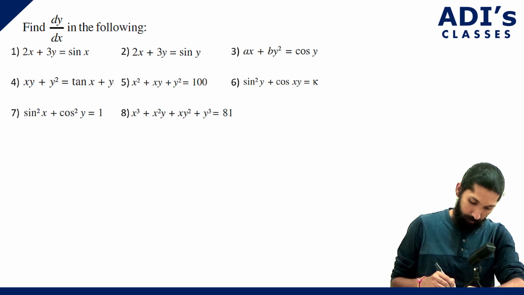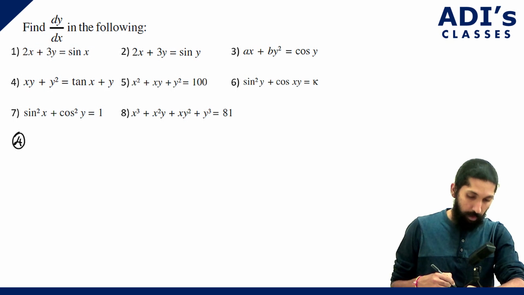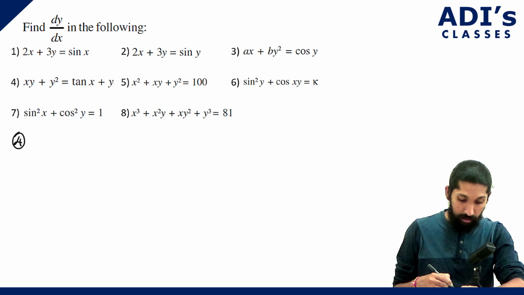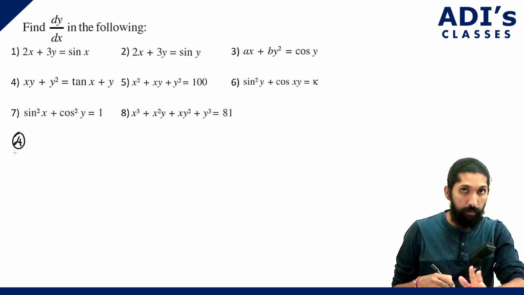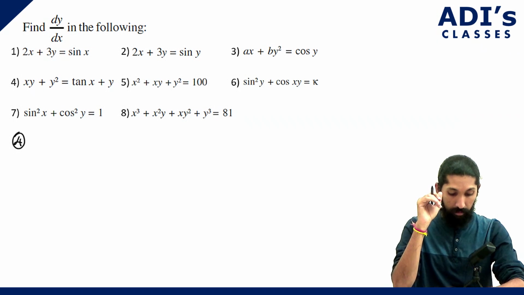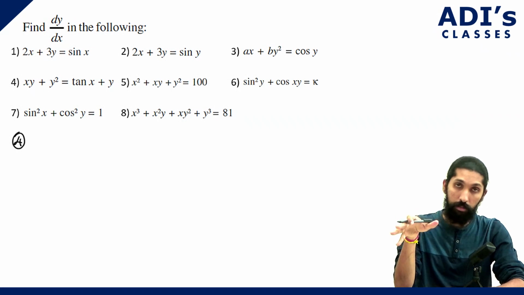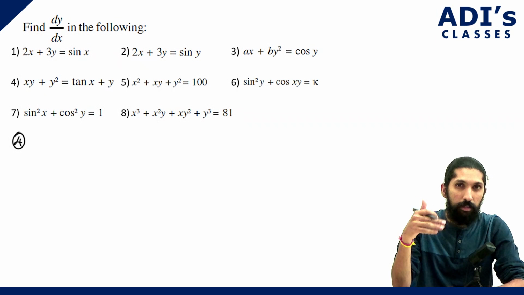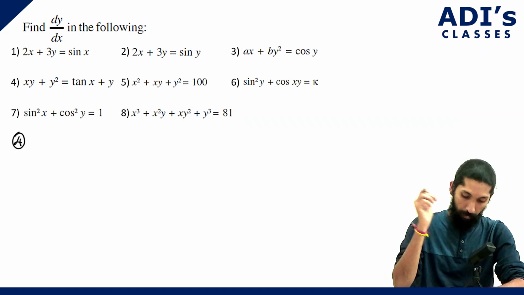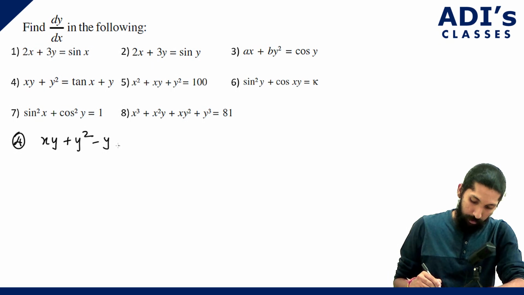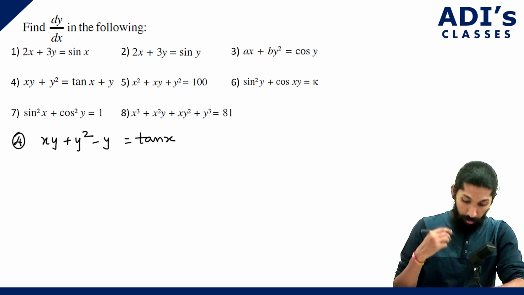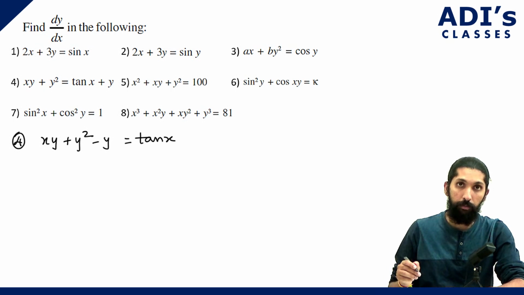Now in the fourth one, xy plus y square is equal to tan x plus y, isn't it? So what do we do? Start from the LHS. Now, if you want, you can take the y, which is on the RHS, to the LHS. It's going to make things a little easier for you. That's all. All right. See, we can do xy plus y square minus y is equal to tan x. Now differentiate with respect to x.